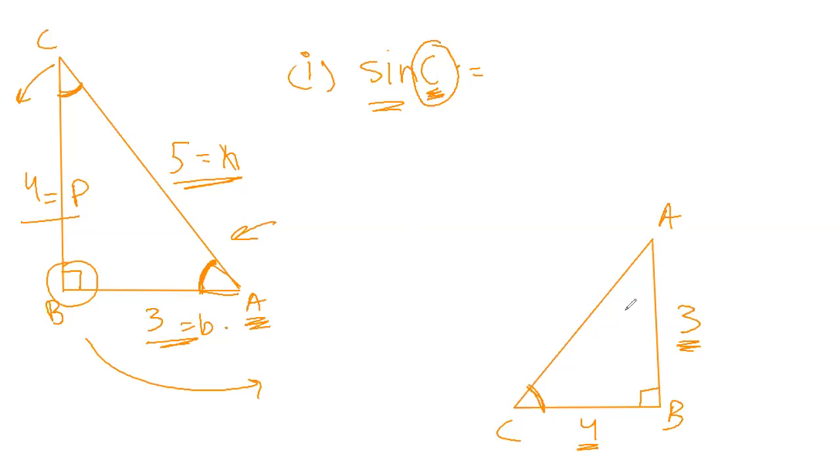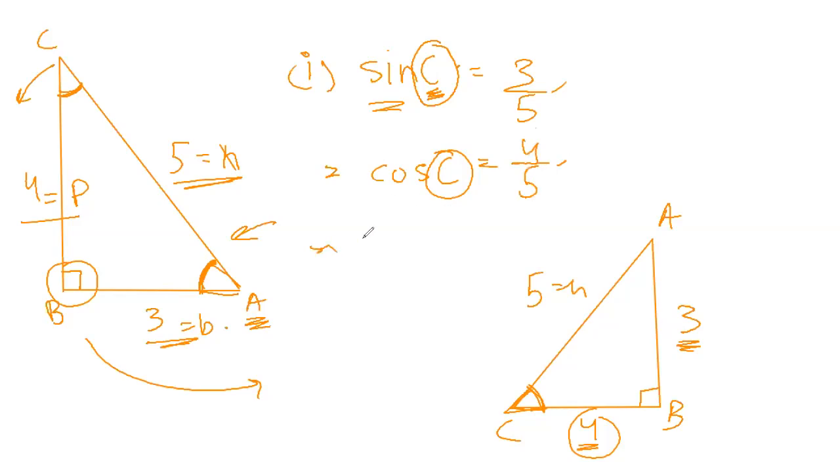So our sine C will be perpendicular upon hypotenuse. This is our hypotenuse. Hypotenuse will remain the same, and perpendicular upon hypotenuse is 3 upon 5. Then our next question comes, cos C. Tell me the cos C. So cos C means, with respect to the angle C, tell me cos C. Cos C basically means base upon hypotenuse. Base, which was earlier the perpendicular, so base upon hypotenuse is equal to 4 upon 5.